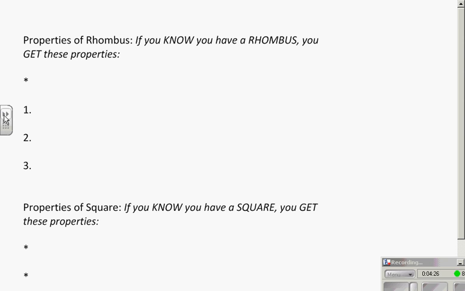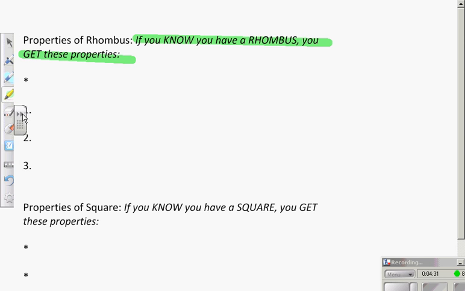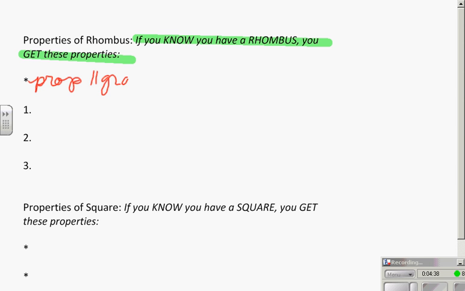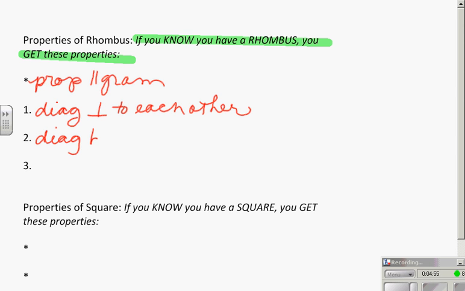If I know I have a rhombus, the criteria that I get, cute little star, I get all the properties of a parallelogram, because remember, a rhombus is a parallelogram, and I get that the diagonals are perpendicular to each other, and I get that the diagonals bisect their angles.